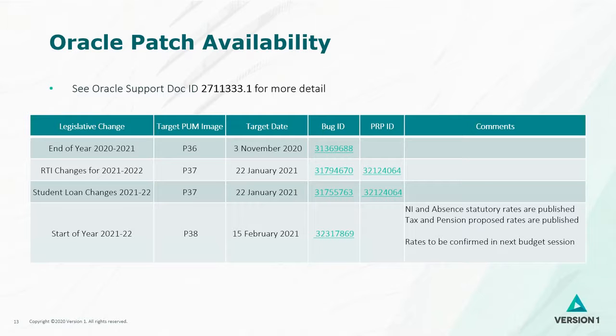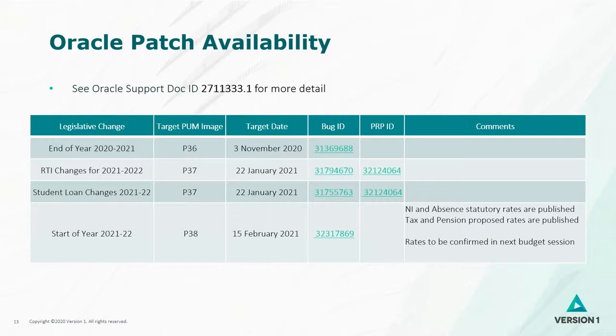Now, those changes will be included in PUM image 38, but obviously that will be too late for the start of the tax year. So Oracle will be releasing those as what's called a PRP, which is effectively an individual patch. Obviously, we don't have the patch ID yet because it hasn't yet been released.